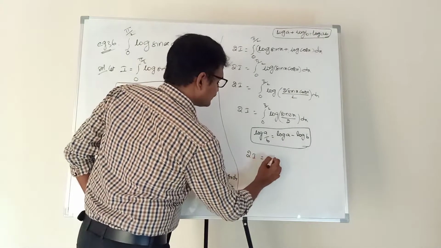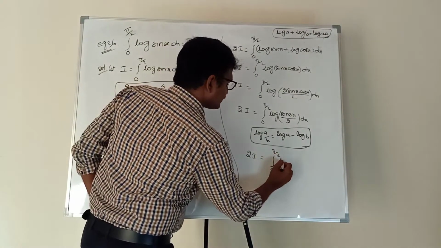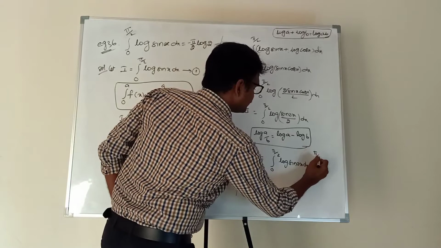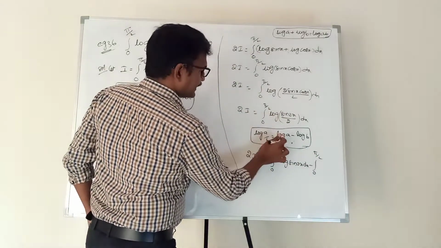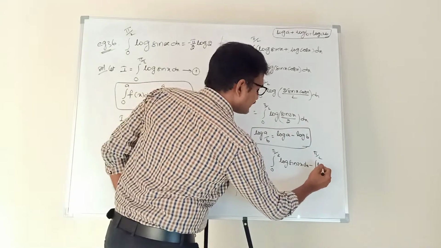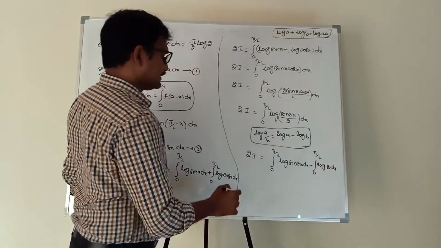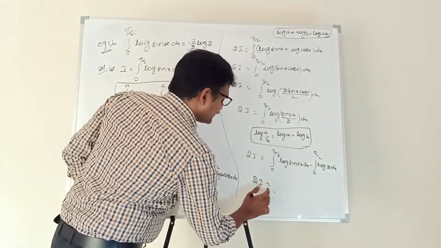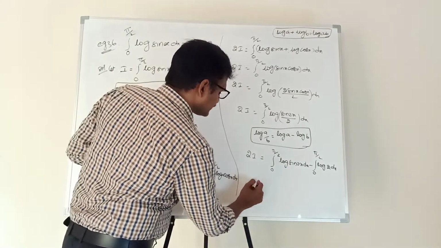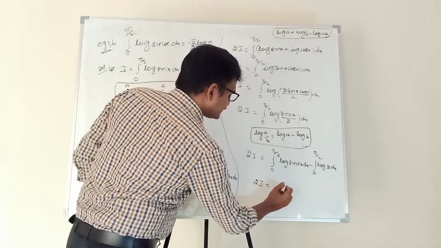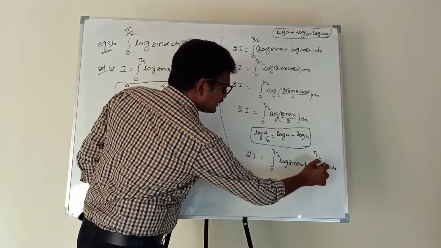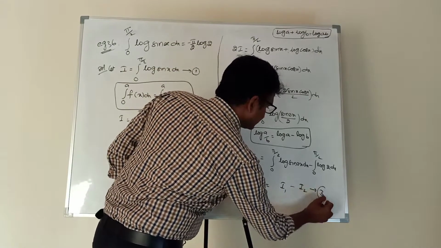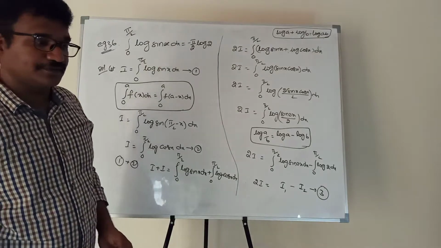So 2I is equal to 0 to pi by 2 log sin 2x dx minus 0 to pi by 2 log 2 dx. Here two integrations are there. Let this part be I1 and this part be I2. So 2I is equal to I1 minus I2. Let this be equation number 3.